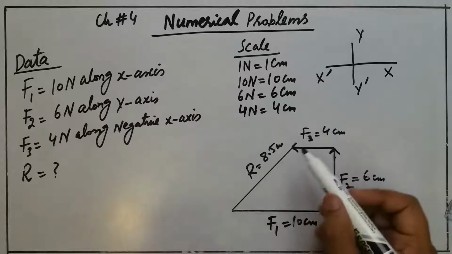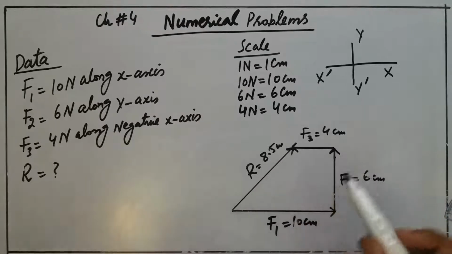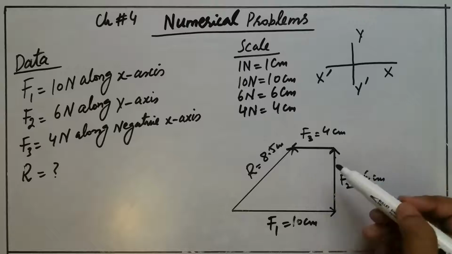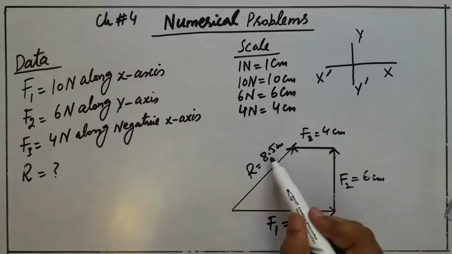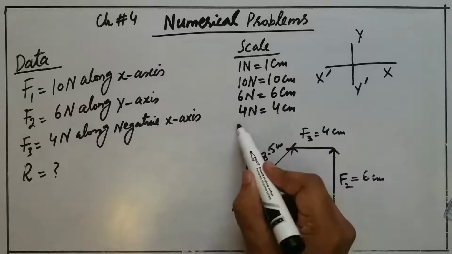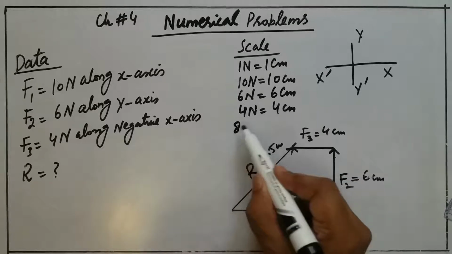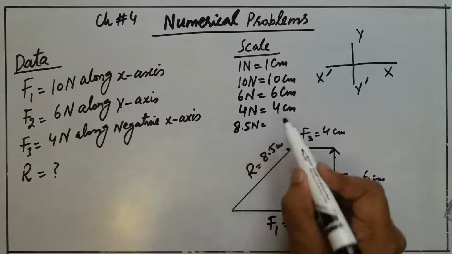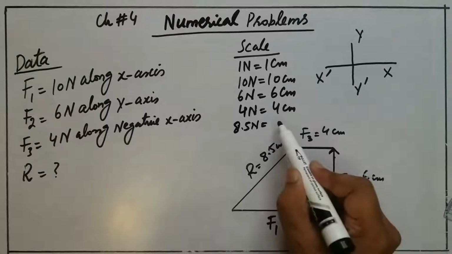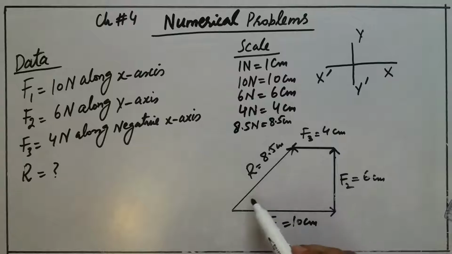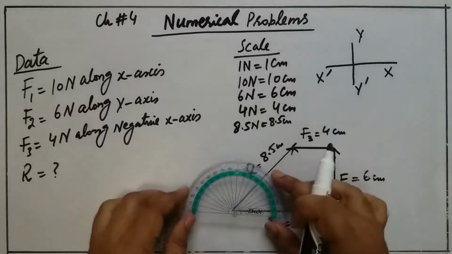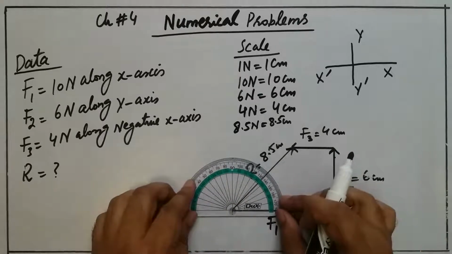So that's how we have got the resultant of these three forces by using the head to tail rule. According to the scale, 8.5 centimeter definitely is going to represent 8.5 Newton. So it means that our resultant force is 8.5 Newton. But to get the direction, we have to measure this angle also, with the help of the protractor.